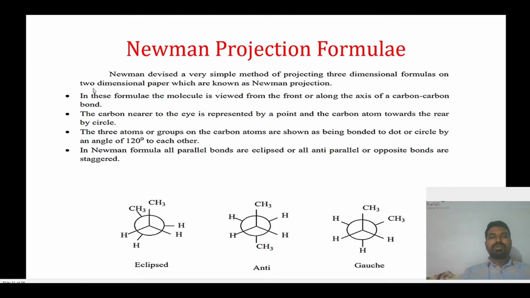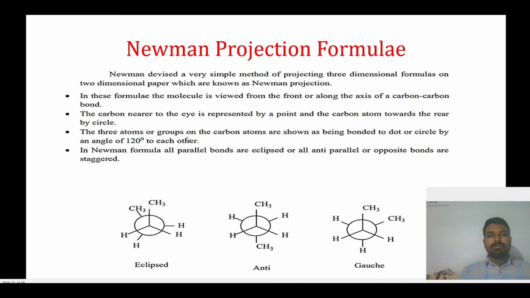Now, the Newman projection formula. Newman devised a very simple method of projecting three-dimensional formulas on two-dimensional paper, which are known as Newman projection formulas. In this formula, the molecule is viewed from the front, along the axis of the carbon-carbon bond. The carbon nearer to the eye is represented by a point and the carbon atom towards the rear by a circle. See, this is represented by a point, it is towards us, and the back carbon is denoted by a circle.